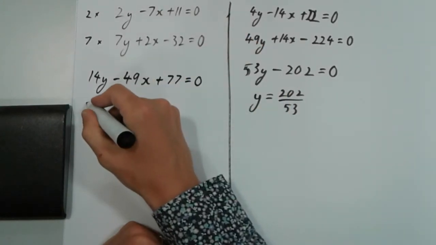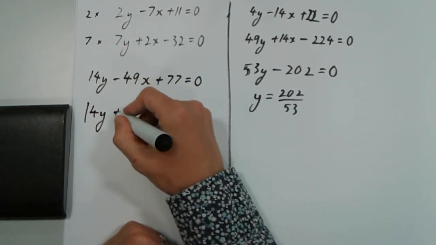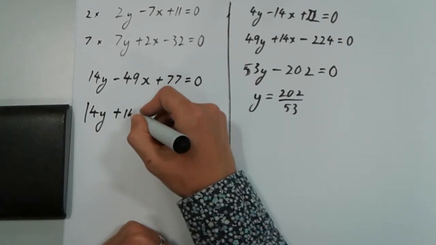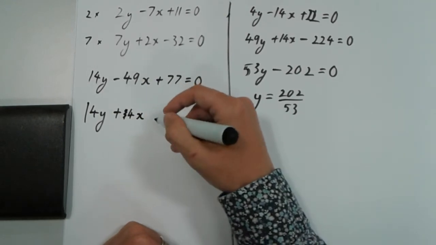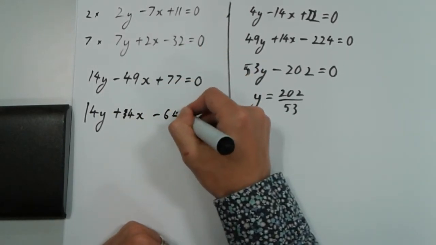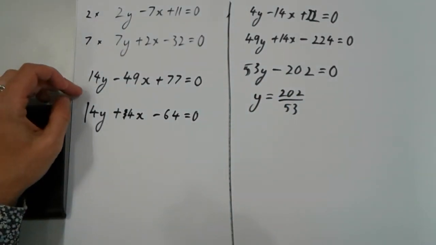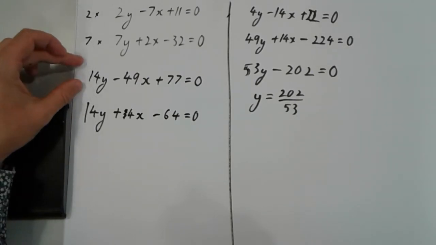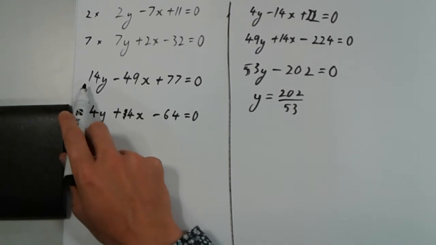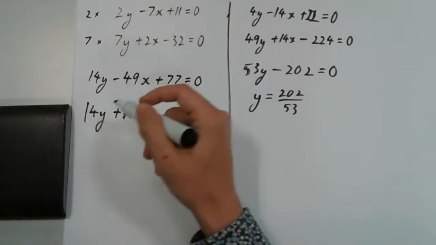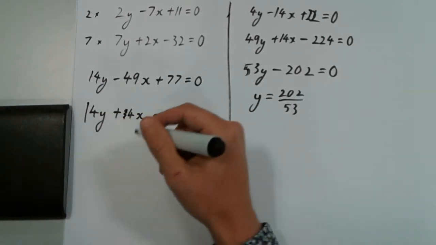And then this bottom line gives me, remember I'm multiplying it by 2 this time, 14y plus 4x minus 64 equals 0. This time I'm going to have to subtract this bottom row from this top row. Subtracting because they're both positive. If I add them together, I would not eliminate the y. Top row minus second row, we know that that's going to give us no y's.